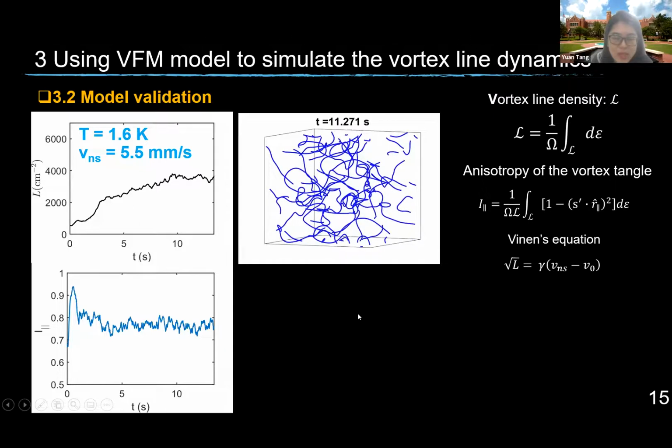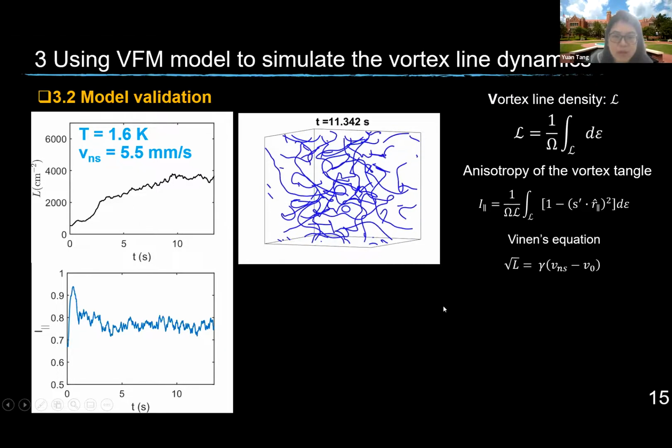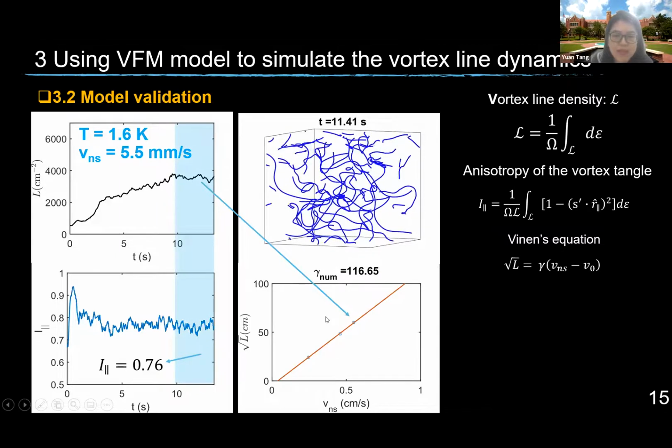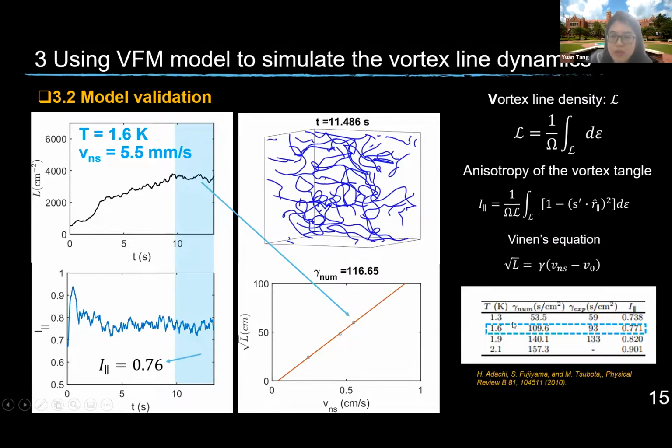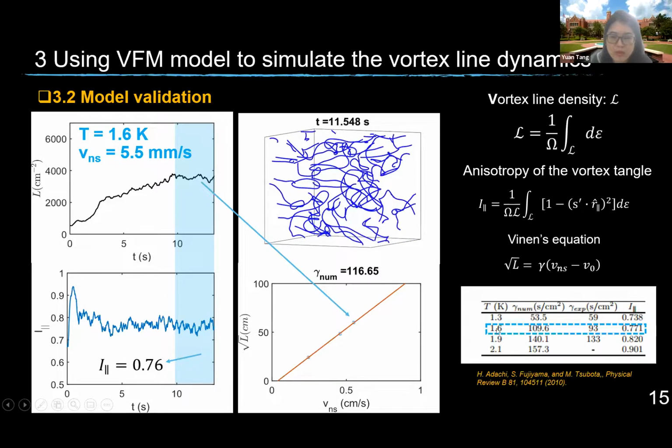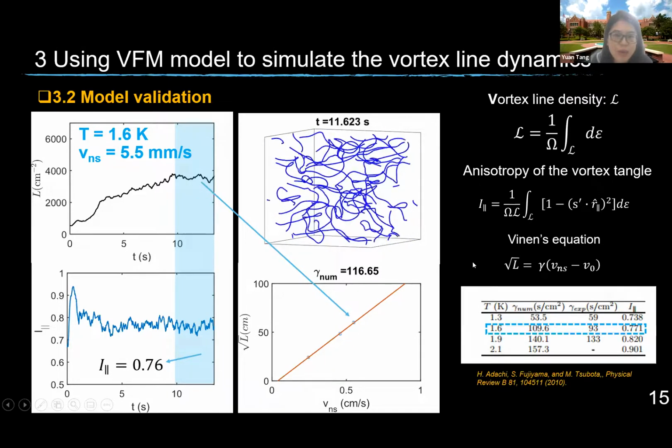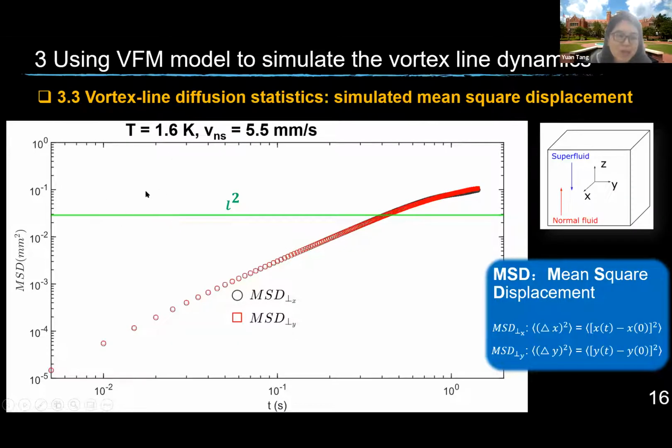We also conducted the simulations for different counterflow velocities. Their steady state mean vortex line density agrees with the published numerical and experimental results. These results validate our model. By tracking every discrete point along the lines, we calculate the mean square displacement in the direction perpendicular to the counterflow direction, which is defined at the lower right. We plot the data in this figure. The data in these two directions collapse together.